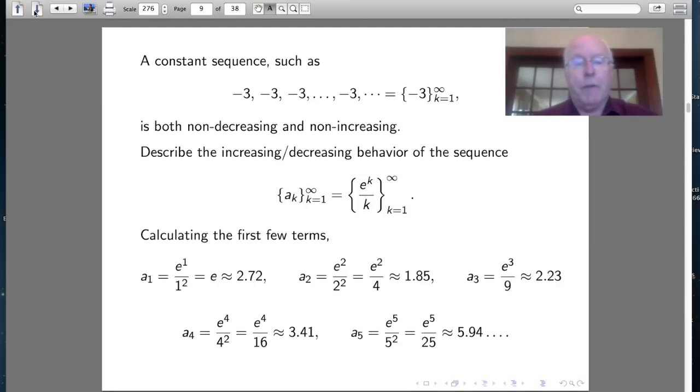So we can always get a feel for what might be going on by calculating the first few terms, and we've done that here. We'll see that a1 starts off as e, which is about 2.72. a2 dips down a little, 1.85. Then a3 is larger again, 2.23. a4, 3.41, etc. Is this sequence non-decreasing, non-increasing? Neither. Well, let's analyze it, see what we can say here.